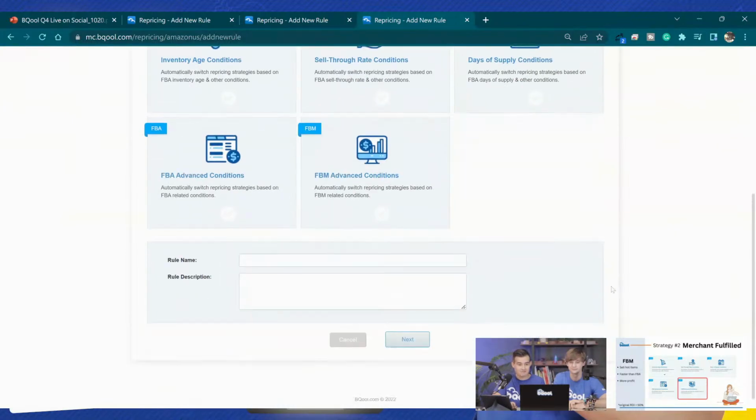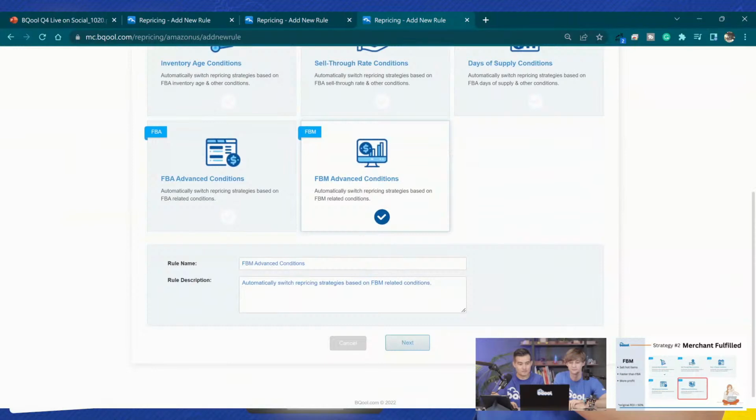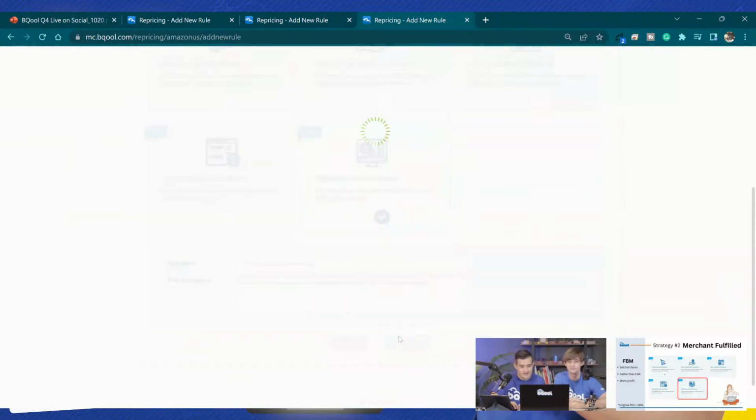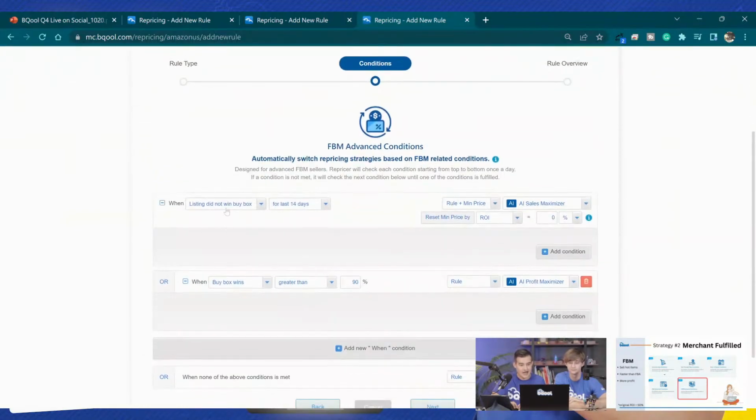Under the third tab, the difference with FBM is that you're not going to be able to pull the reports from Amazon inventory. So the inventory age, the sell-through rate conditions, and the days of supply conditions won't apply to you. But for FBM, you can pick the advanced conditions here. And I'm going to go to Q4. Once I'm in here, there are several different options, right? I'm going to show you two options for merchant fulfilled.